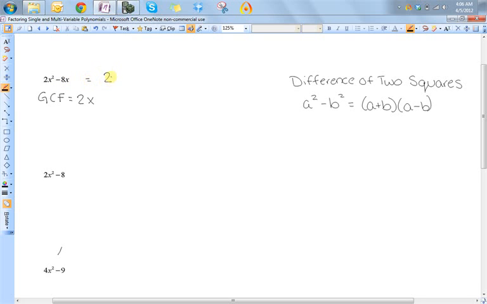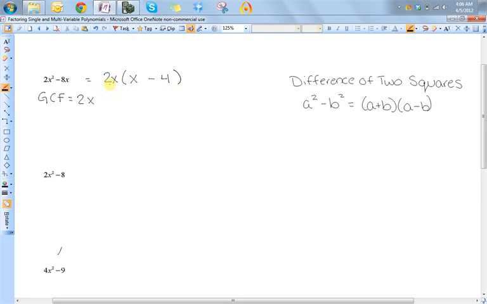So that means I can write it as 2x times some stuff, and I'm going to find that stuff by just dividing each of these terms by 2x. So I divide it by 2, so the 2's cancel out. X squared divided by x is just going to be x. Negative 8x divided by 2x is just minus 4. Okay?